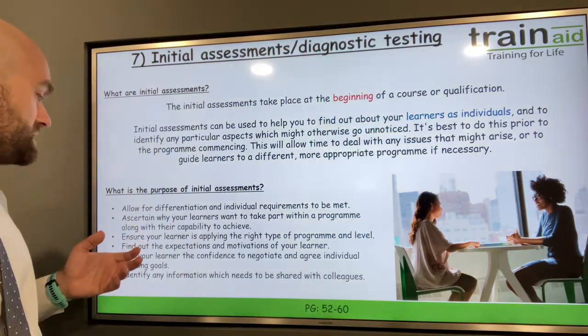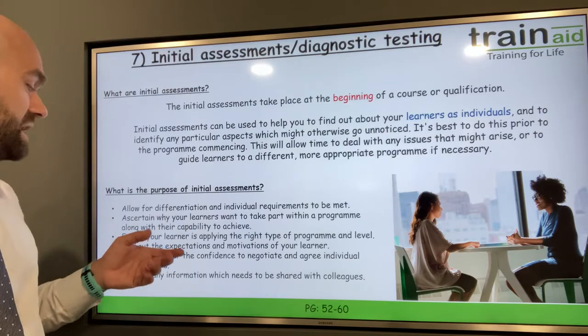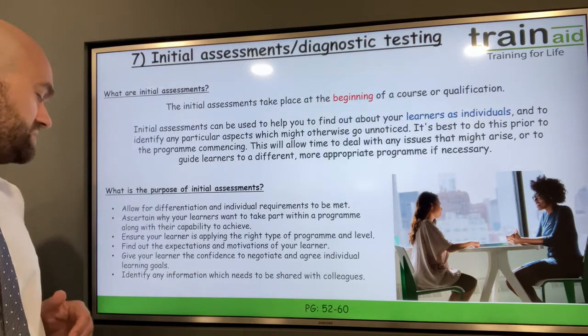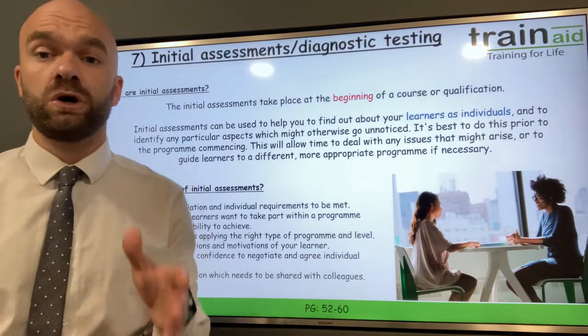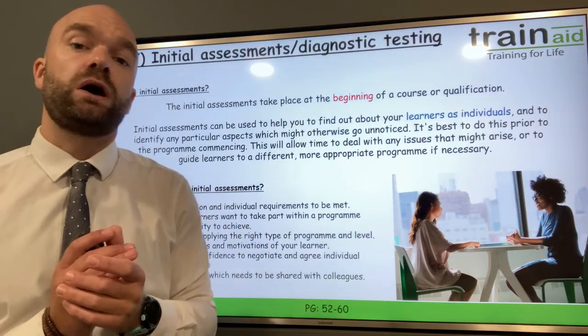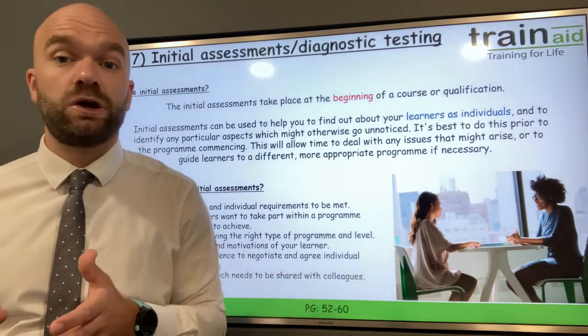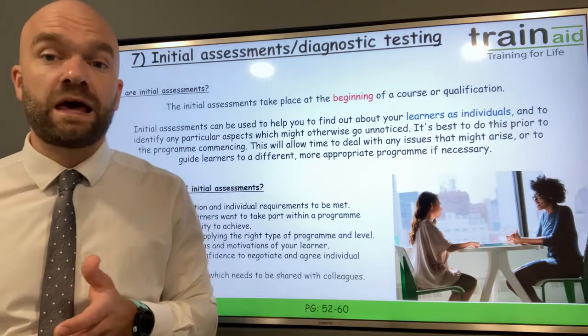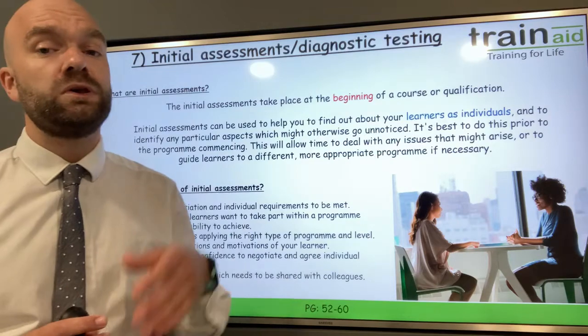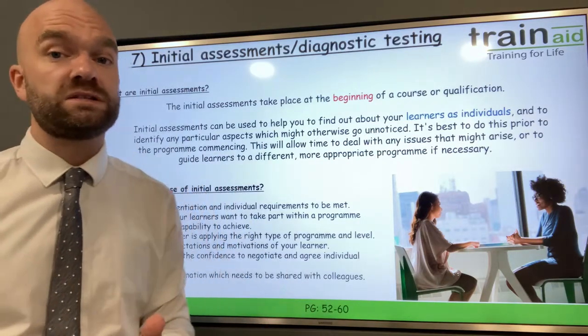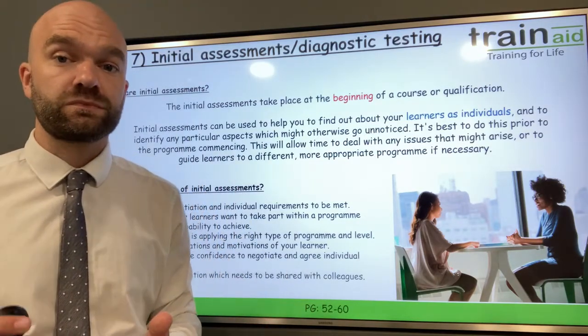Another from the list, you can find out, of course, the expectations and motivations of your learner, and also perhaps agree some targets or goals as well. So you can find out a bit about the learner, the interest, why they're there. Perhaps they're being put on a course, that's absolutely fine, of course, but you can find out some agreed targets at this stage as well.